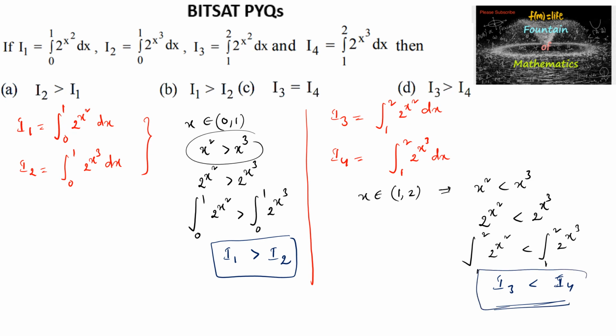So I1 is greater than I2, so the first option is wrong. And the second option says I1 is greater than I2, we can go with option 2. And I3 is less than I4, so option D is also false. And I3 cannot be equal to I4, so option C is also false. So we can go with option B, I1 is greater than I2.